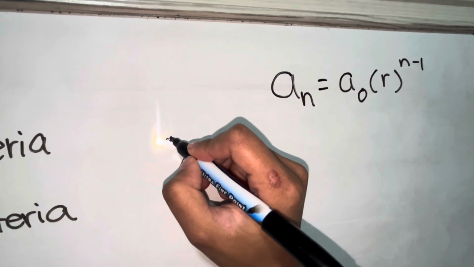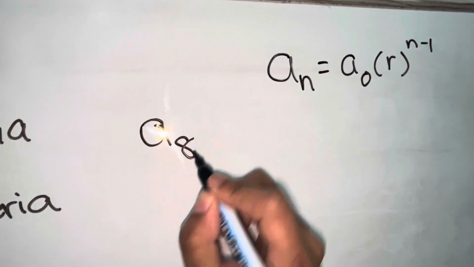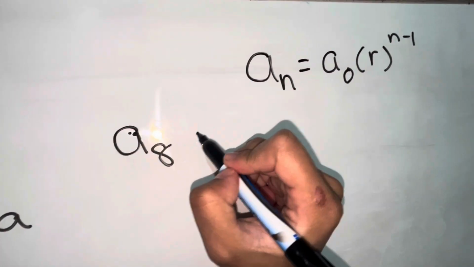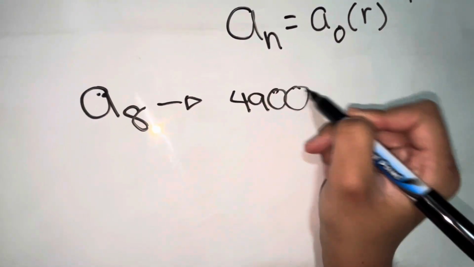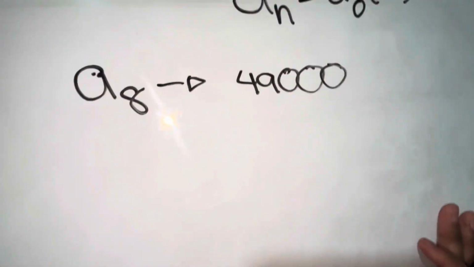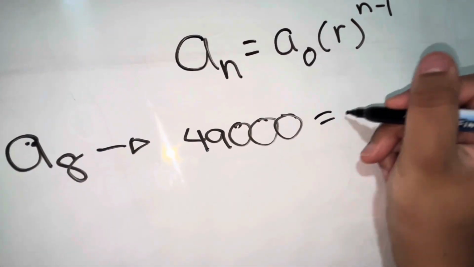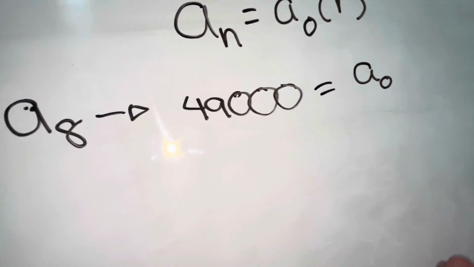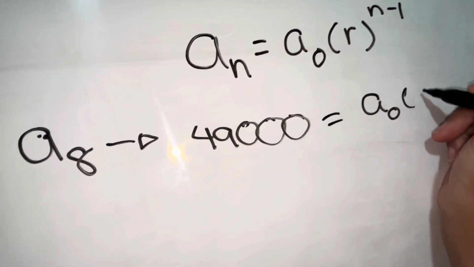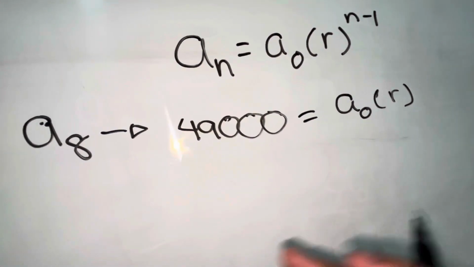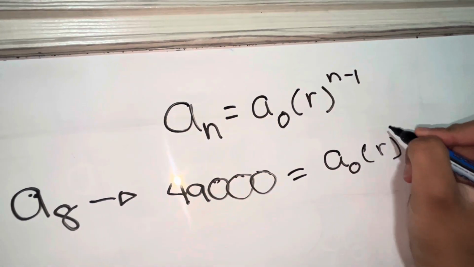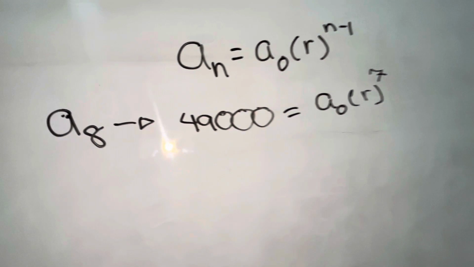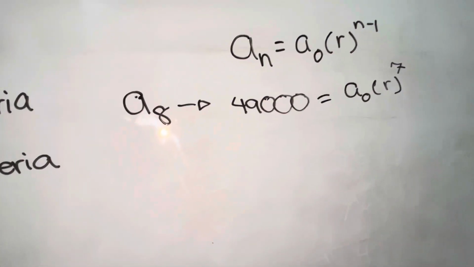So day 8 is a_8, which tells us the day, which is also equivalent to 49,000 bacteria, which it says so in the problem. And then you have a_0, which we haven't found yet, and then you have r, again, haven't found yet. And because n equals 8, we're going to do 8 minus 1, which is then 7. So now the first part is done.